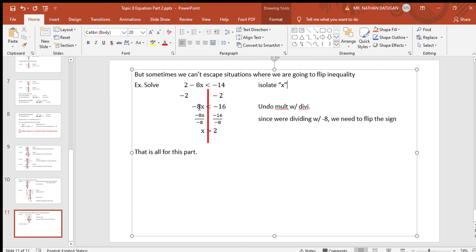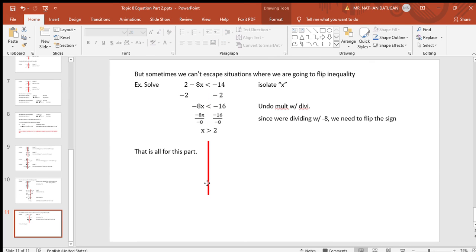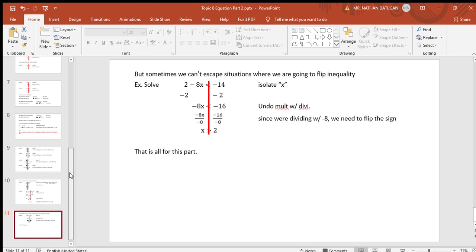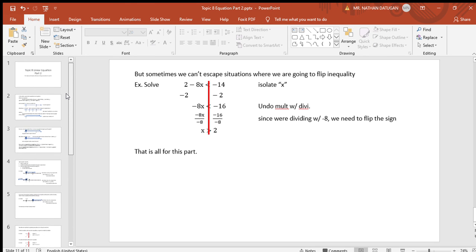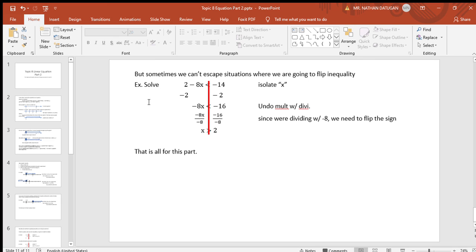Now you want to get rid of that negative 8. To do so, you're going to divide both sides by negative 8. Negative 8x over negative 8 gives you x, and negative 16 over negative 8 gives you positive 2. And since we're dividing by negative 8, we're going to flip the sign from less than to greater than. And that's how you do inequalities in an equation. That's how you do it. And that's it for this part. It's pretty short.